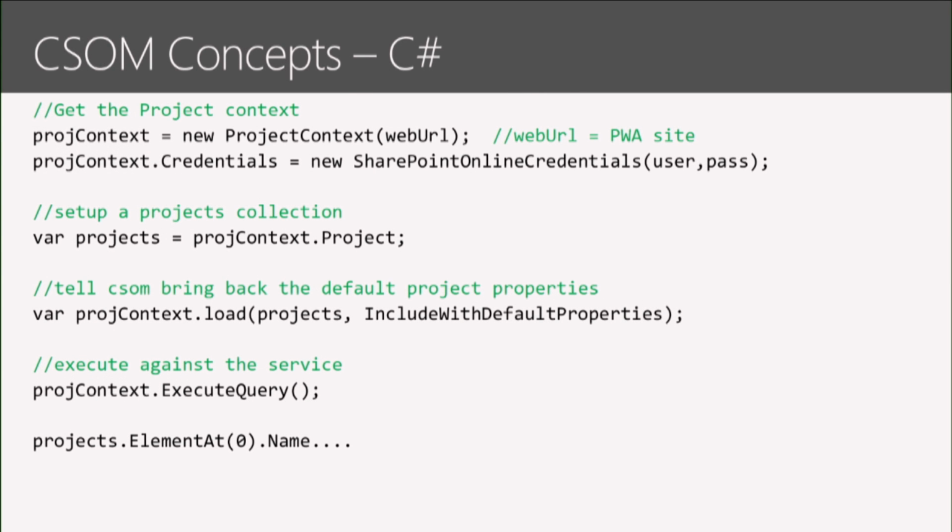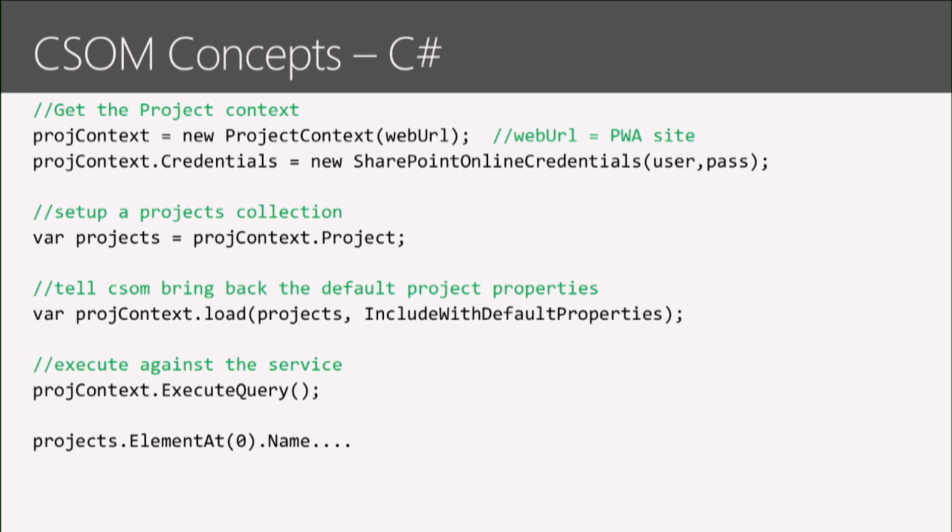So here's a quick snippet of code, how to do it in C#. You would have the project context. You give it the URL of the PWA site you want to talk to. You give it the credentials to talk to your PWA site. I want to get a list of projects. That's the third line. On those projects, I want the default set of properties.